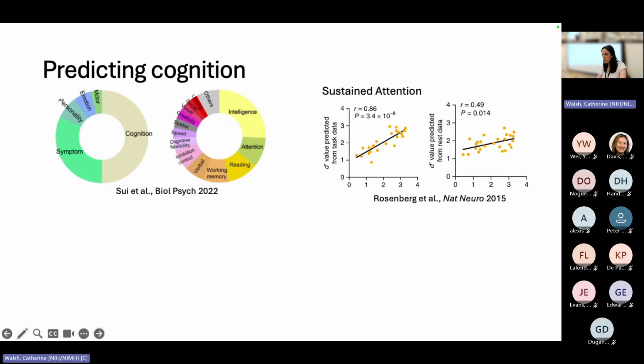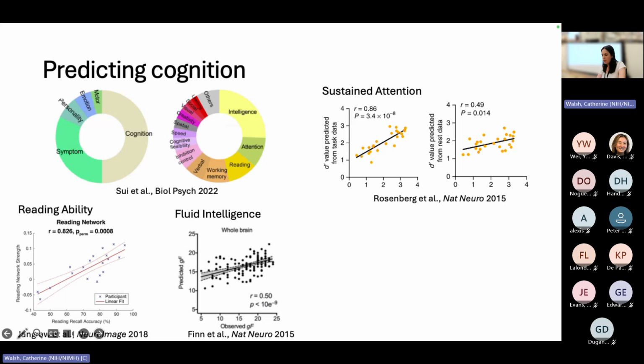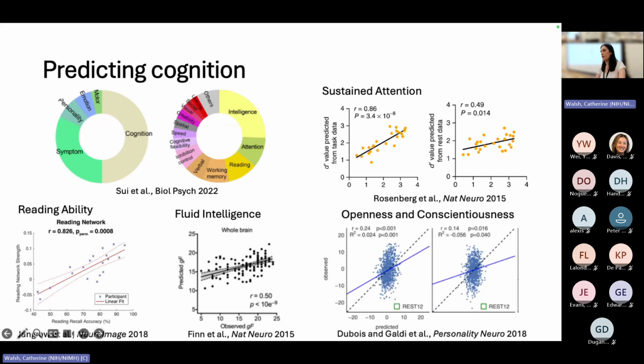As specific examples, work within the last decade has tried to predict sustained attention, reading ability, fluid intelligence, and personality traits like openness and conscientiousness. If you're paying attention, you'll notice that about 25% of the studies in this review also tried to predict some kind of psychiatric symptom.